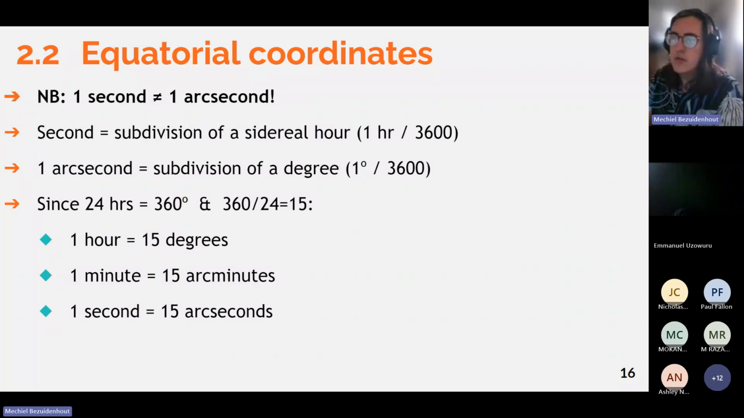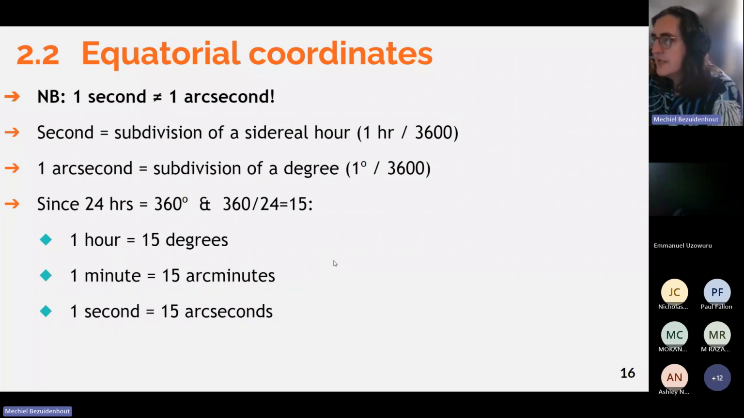Since there are 24 hours in a rotation, which is equal to 360 degrees, and 360 divided by 24 is 15, 1 hour is the same as 15 degrees, 1 minute is 15 arc minutes, and 1 second is 15 arc seconds. This can be very confusing, especially because they are reported using the same notation, minutes and seconds. But you just have to be mindful of this, unfortunately.